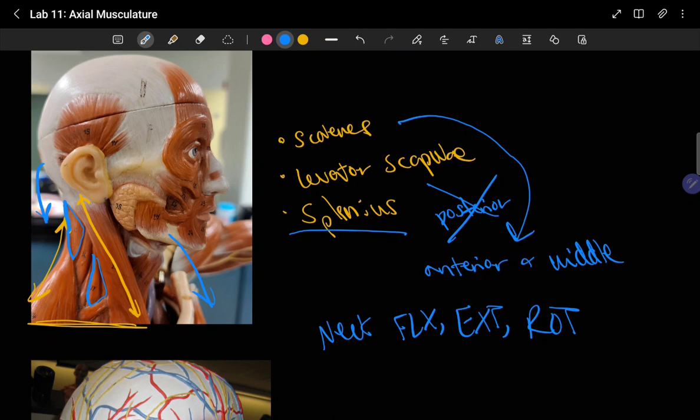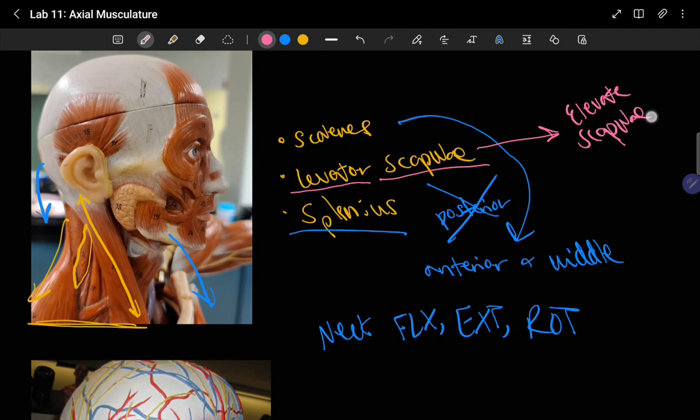And then lastly, in the middle here, we have our levator scapulae, and that's going to be this guy, number 36. And if we break this term down, levator means elevate, like we just saw. So this muscle is going to elevate our scapula. It's going to move them superiorly.